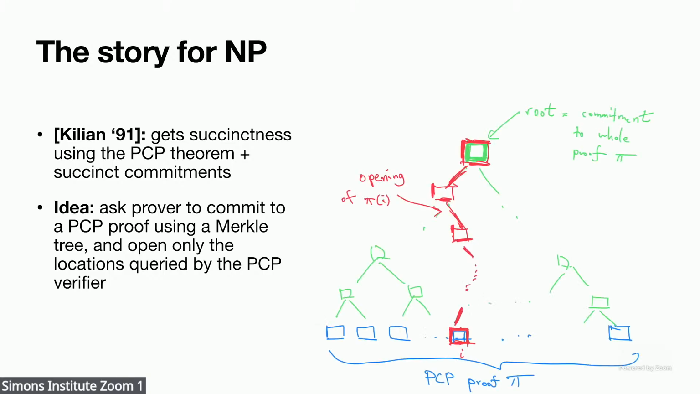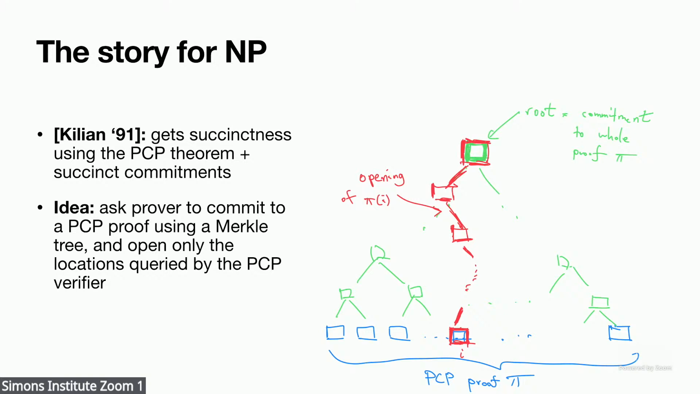The prover has this big PCP proof, which consists of many symbols, and it's going to compute a commitment in this tree-like fashion. It's going to take maybe 2 symbols at a time and apply some hash function and get a value, and then take this layer of hash values and hash it together again, and so on and so forth until you get a root value at the top. And this root value is all that you report as the commitment to your PCP proof.